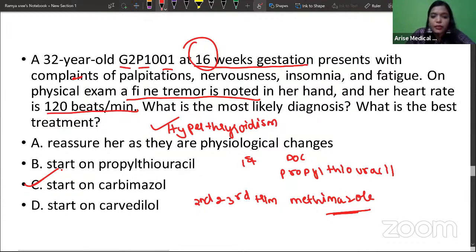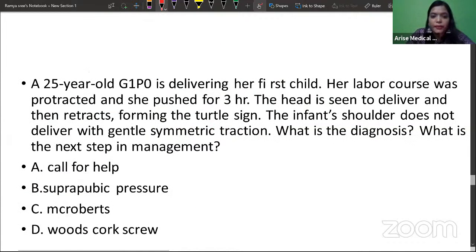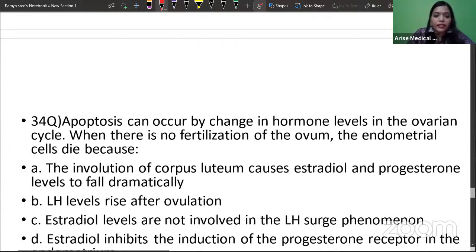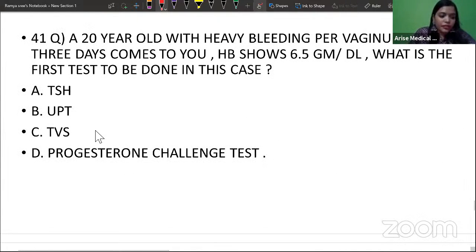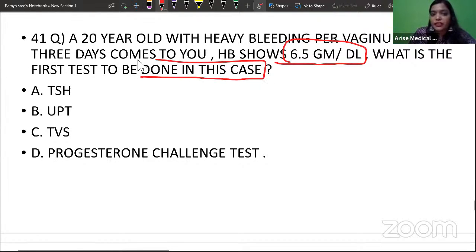I think this is the last question I have. Okay. So I'll go to the last question. A 20-year-old with heavy bleeding per vaginum since 3 days comes to you. Hemoglobin is 6.5 gram per deciliter. What is the first test to be done in this case? TSH, UPT, TVS, progesterone challenge test.